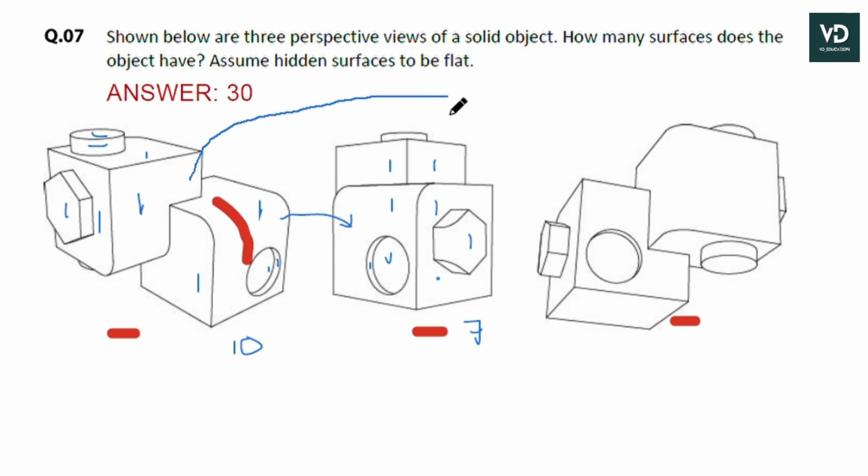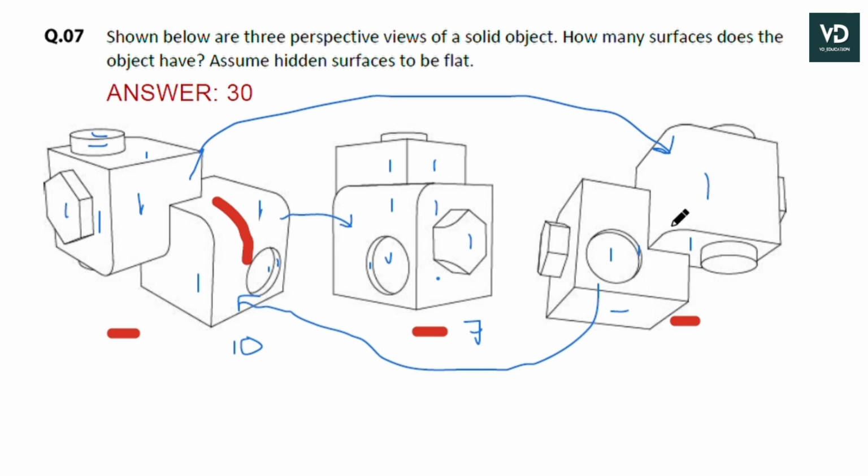This is a part of this one. Okay, and this is related to this one. So the total number of surfaces here will be 1. This part has been calculated here. Okay, so 1, then 2, 3, 4, 5, 6. Okay, 6 we have calculated.